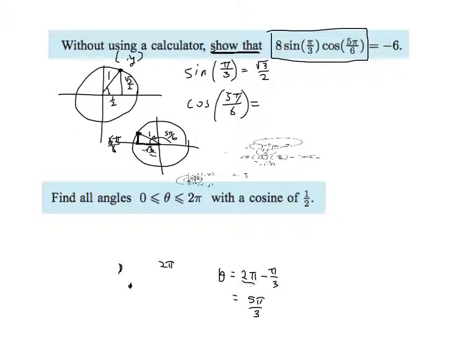Okay? Because that's 3 times 3. That's 6 minus 1, right? So 5 pi over 3 is the second angle. Okay, so those are my two answers.